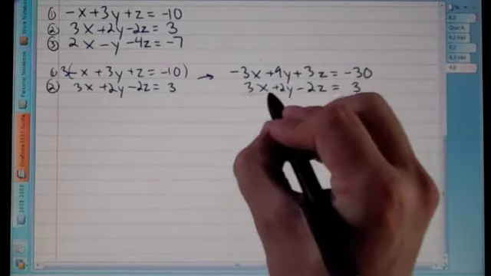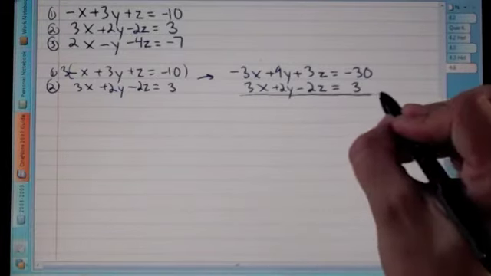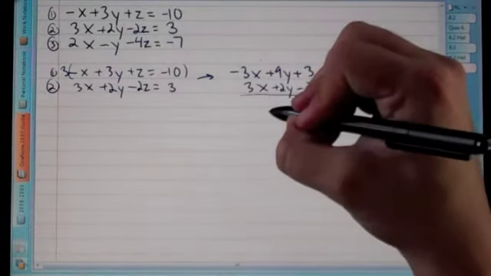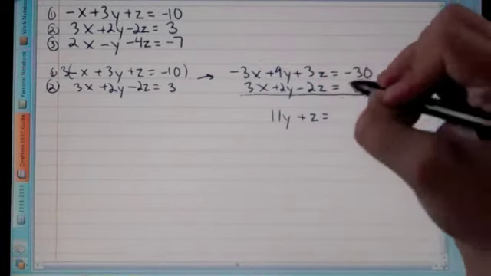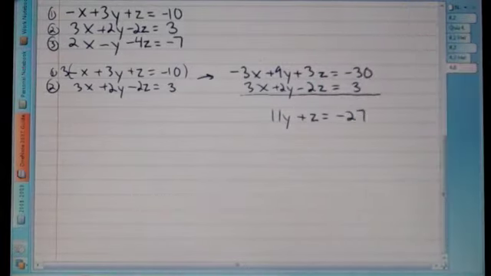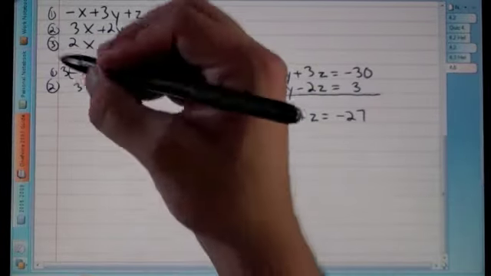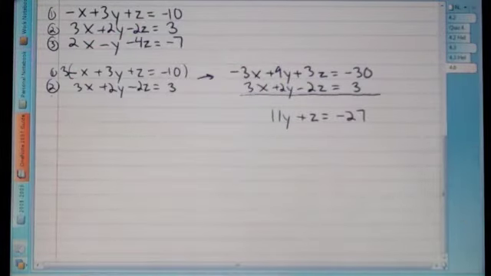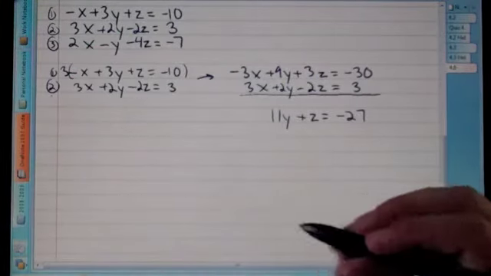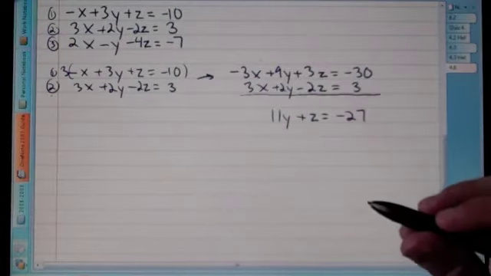Now when I add down, like we did in the elimination method, the x's get canceled out. I'm left with 11y plus z is equal to negative 27. Now notice here, I'm still stuck with two variables. So here's what you have to do. So we eliminated the x by using the first and second line. Now, I need to pick a different pair of lines and eliminate the x.